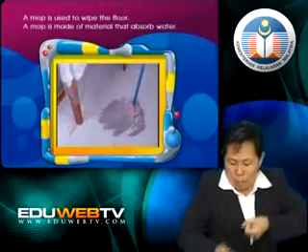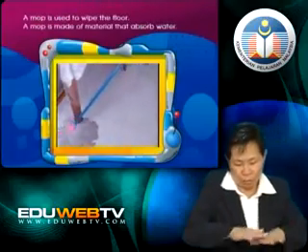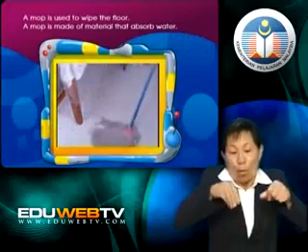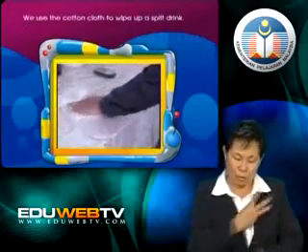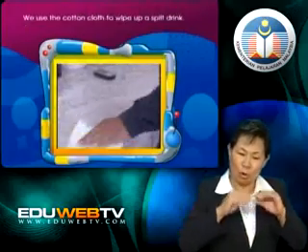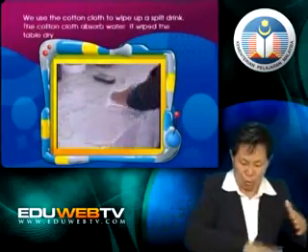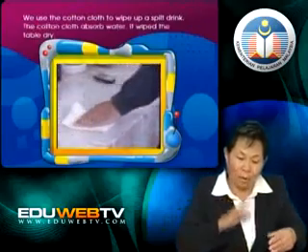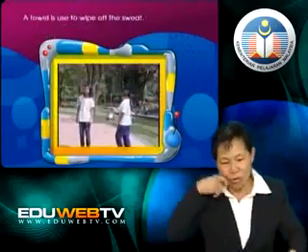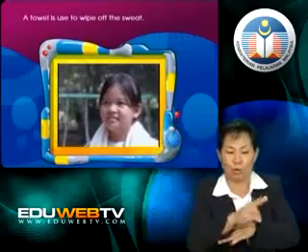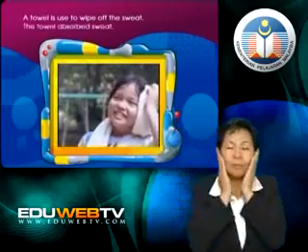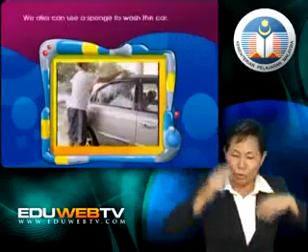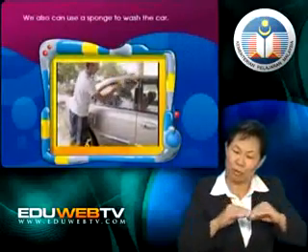A mop is used to wipe the floor. A mop is made of material that absorbs water. We use the cotton cloth to wipe up a spilled drink. The cotton cloth absorbed water. It wiped the table dry. A towel is used to wipe off the sweat. The towel absorbed sweat. We also can use a sponge to wash the car.